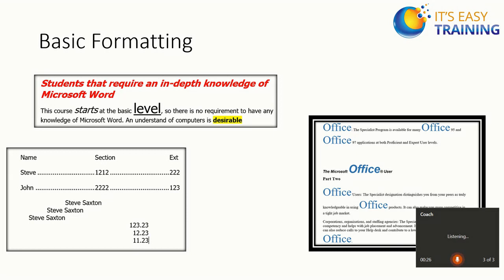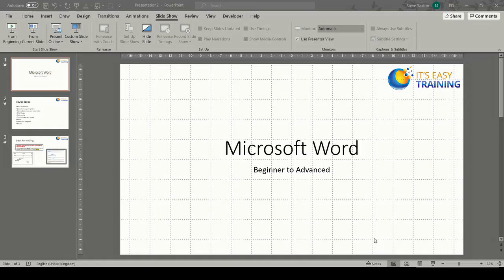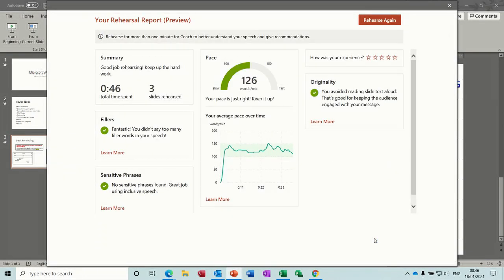In basic formatting, you will see that we can change the color of the font, the style of the font, and the size of the font. We will also look at tabs, left tab, right tab, center tab, and decimal tab, and then finally we'll finish. So that's just finished recording what I did.